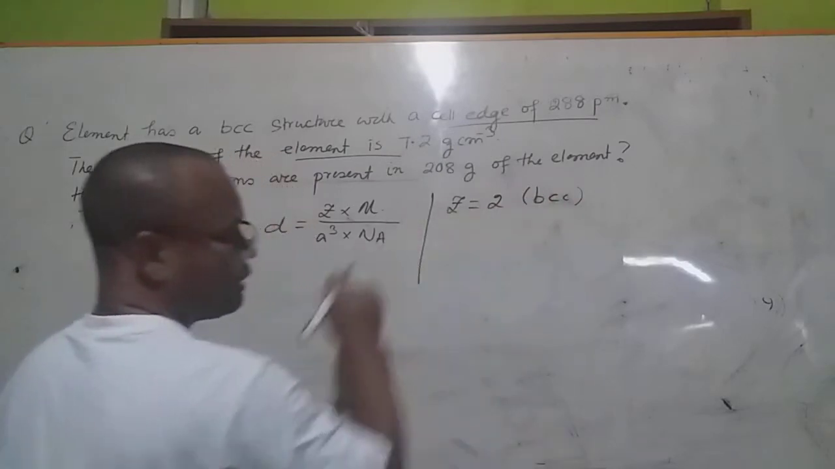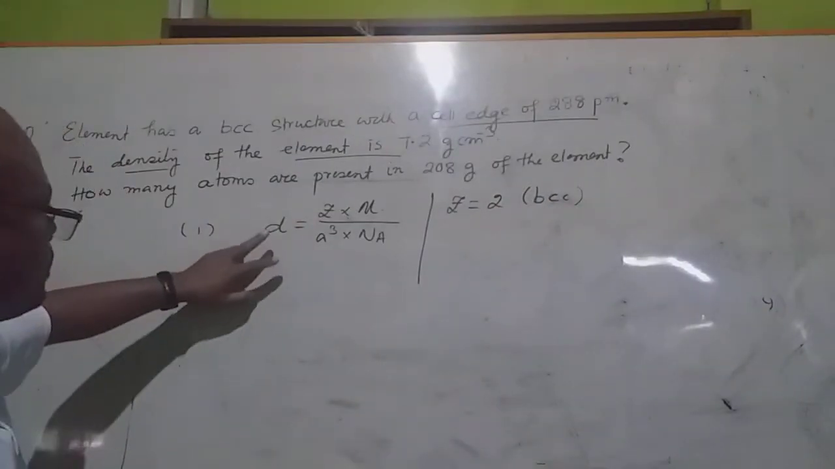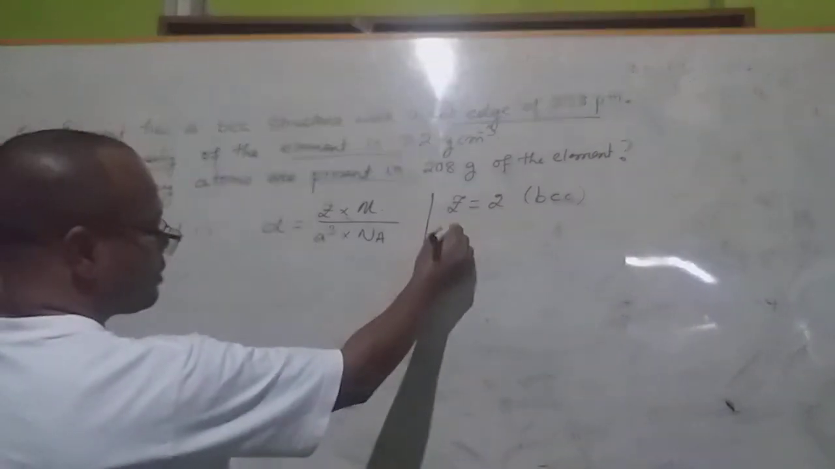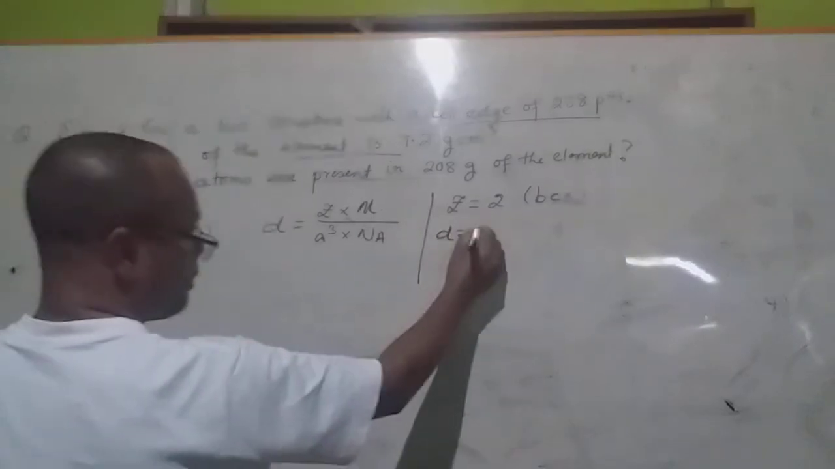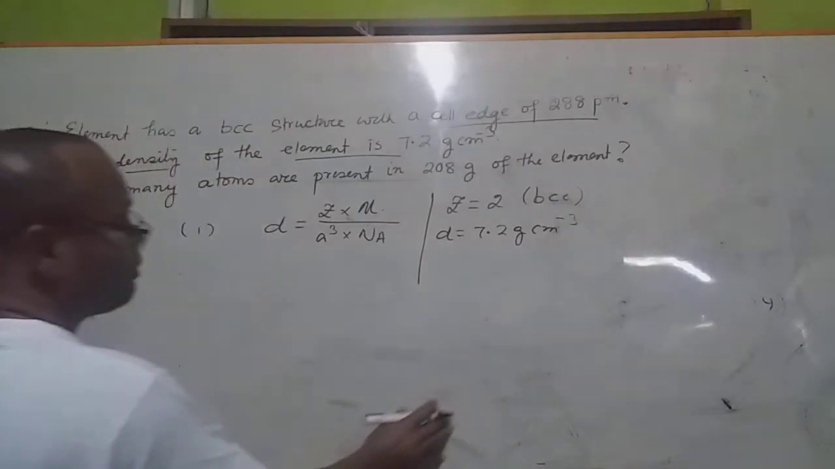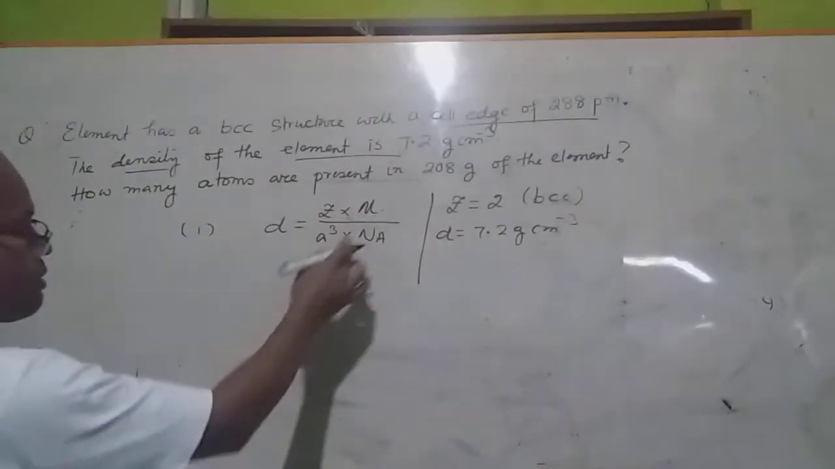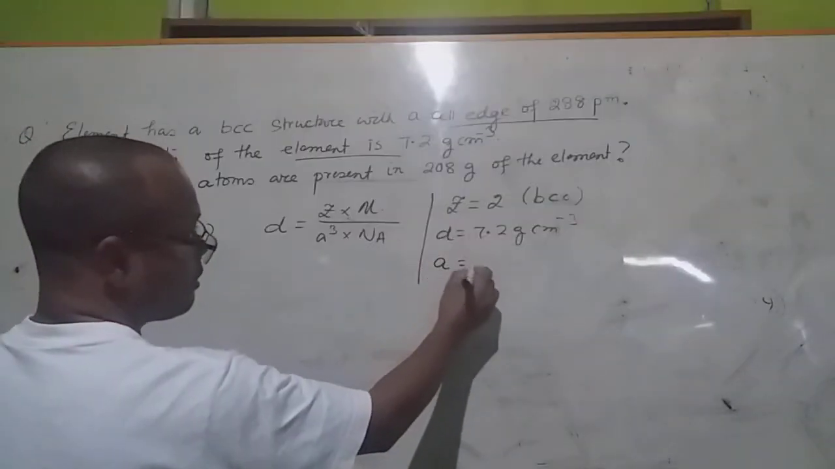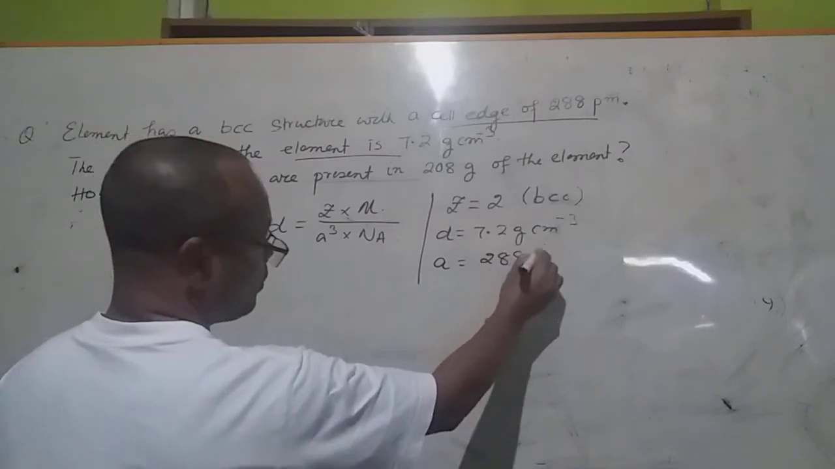Number 1 we found here. And number 2, density is given here. What density is given here? That is 7.2 gram per centimeter cube. And what edge length is given here? Edge length a is given here as 288 picometer.